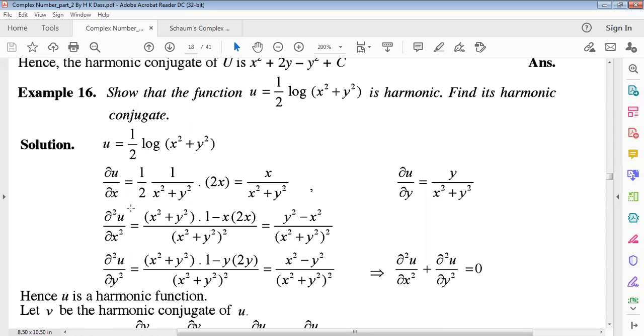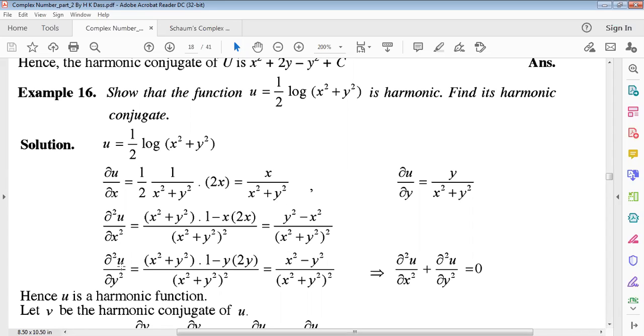Del square u by del x square, double differentiation, what will be? You have to apply the u by v rule of differentiation. In the denominator v square, then in the numerator v into differentiation of u, differentiation of x, which is 1, minus u, which is x, into differentiation of v. Differentiation of x square plus y square: x square gives twice x, plus 0, because y square is constant with respect to x in partial differentiation. So you get y square minus x square divided by x square plus y square whole square.